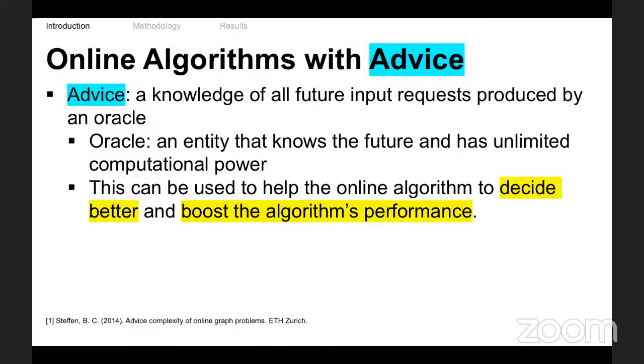One way to make the performance of an online algorithm better is to introduce the concept of advice. This can be used to help the online algorithm decide better and boost the performance of the algorithm. An advice contains information about the future input sequence and is produced by an oracle that knows the future and has unlimited computational power.